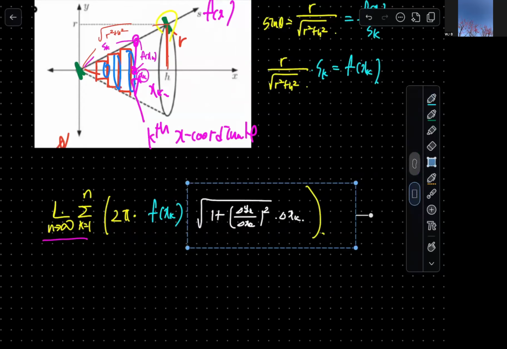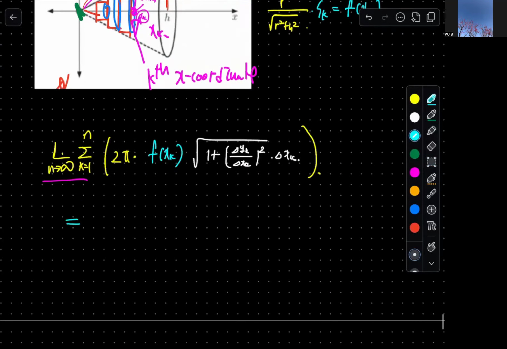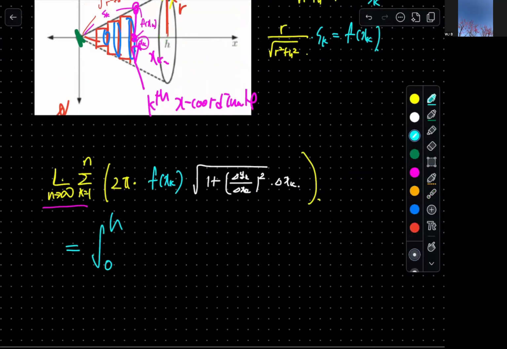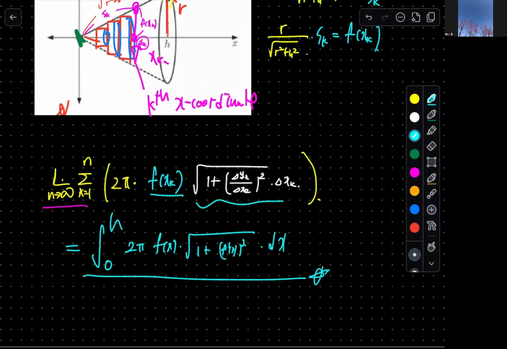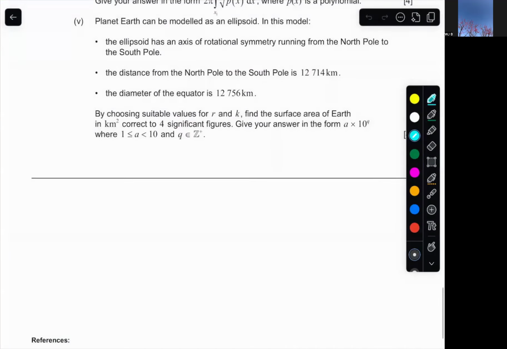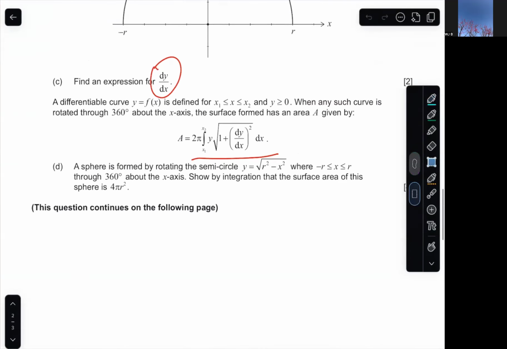That is so great because now I can change everything in terms of x. I'm going to integrate from 0 to h because there was the bound in this case, and then I'm going to go 2 pi. The f of xk will just become function of x times the arc length formula, square root of 1 plus f prime x squared, times dx. This is the correct formula for the surface area of 3D revolution, which did indeed appear in November 2022.